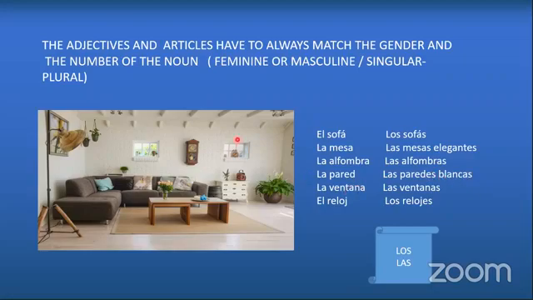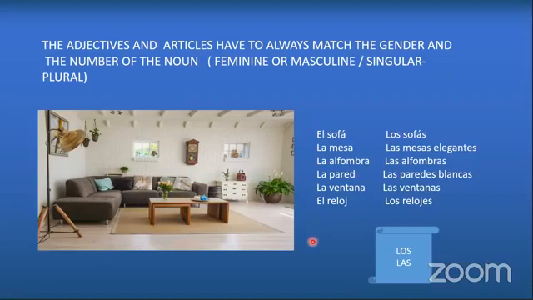La ventana, the window. Las ventanas. La changes to las. And here, el reloj, los relojes. El changes to los. So probably you already realized that these articles that we use in masculine and feminine ways, grammatically talking, are going to change when they become plural: el to los and la to las. So we have los and las, the plural forms of el and la.